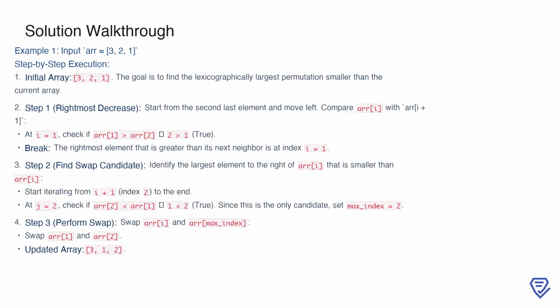Next, we need to find the largest element to the right of this index that is smaller than arr[1]. Looking at index 2, which is the only element to the right, we find that arr[2] is 1 and it satisfies 1 < 2. Thus, index 2 becomes our swap candidate. Finally, we swap the elements at index 1 and 2, resulting in the array 3, 1, 2. This is the largest permutation that is smaller than the original input array. The output for this example is 3, 1, 2.